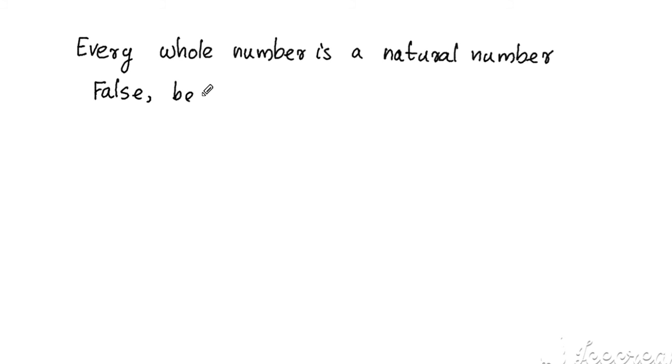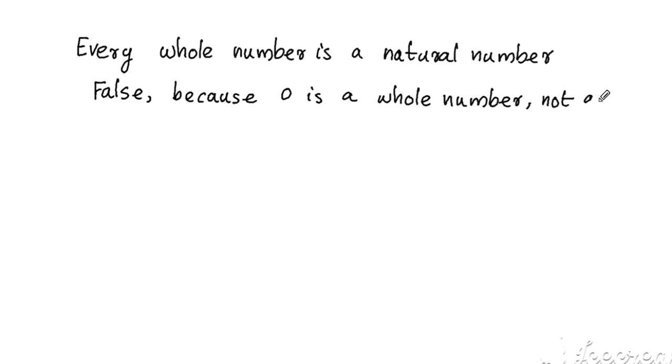Why? Because of 0. Whole numbers include 0, 1, 2, 3, etc. and natural numbers contain 1, 2, 3, etc. So natural numbers do not contain that 0. So we can say the statement is false because 0 is a whole number, but it is not a natural number.